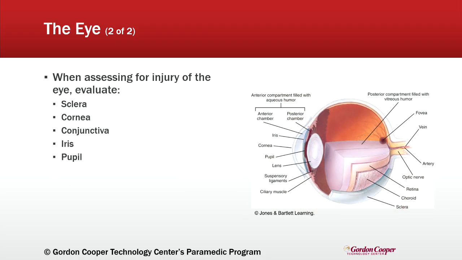When you assess an eye injury, you should look at the sclera, the cornea, the conjunctiva, the iris, and the pupil. So all of it, or as much of it as you can see. With additional training, you might actually be able to use an ophthalmoscope and look more closely at the retina at the back of the eye.